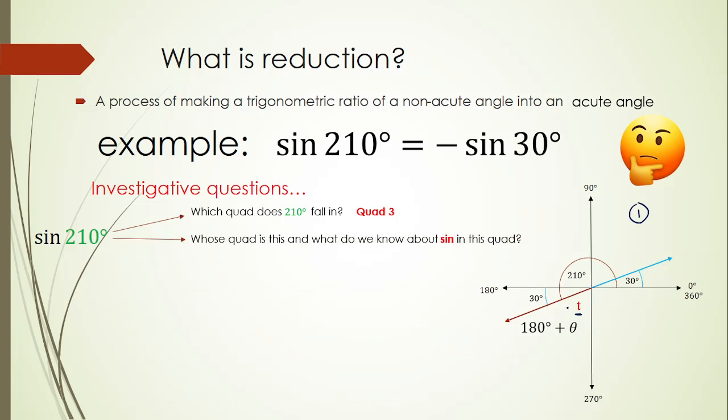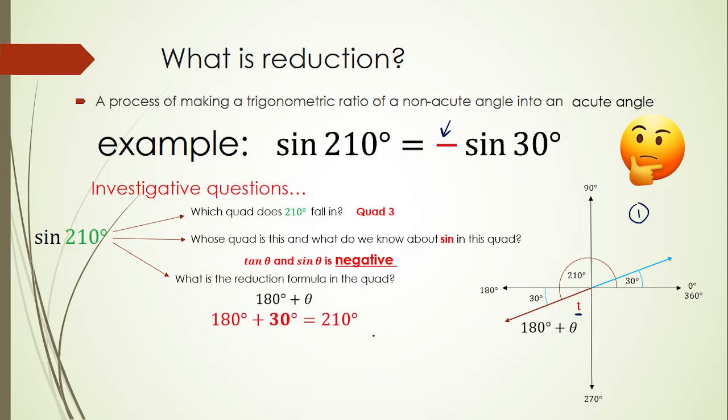Next question, whose quad is this? And what do we know about sine in this quad? Well, this is tan's quadrant, and we know that sine is negative. And you see that? That is why that has changed to negative. And the last question is, what is the reduction formula in this quad?